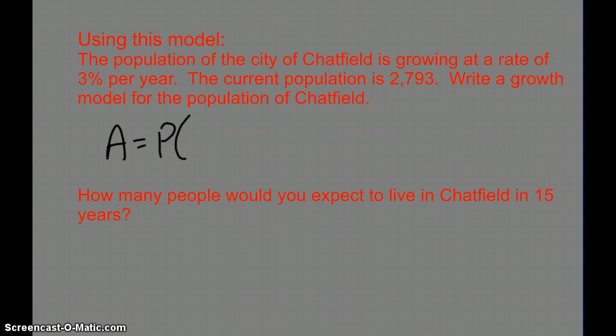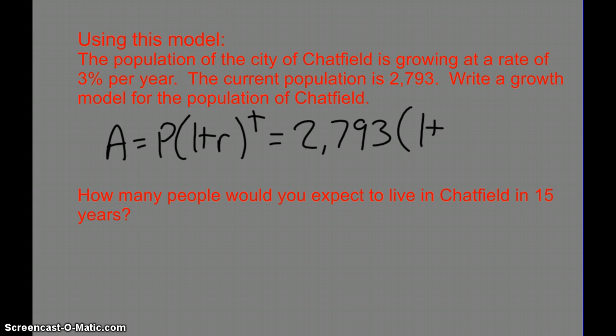A equals P times 1 plus R to the T. And we're going to rewrite that with the information we know. We don't know A, so we're going to leave that as A. And we know the original amount: there are currently 2,793 people in Chatfield. Our rate is 3%, and we don't know the time. So this equation here, A equals 2,793 times 1 plus 0.03 to the T, is the model we would use to find the population of Chatfield at any time in the future.